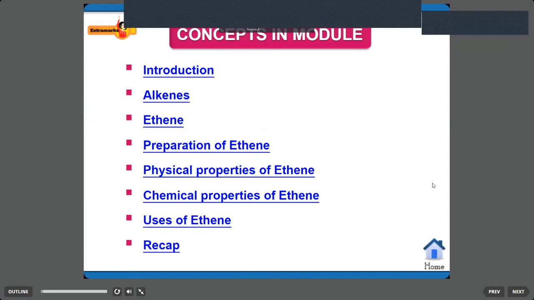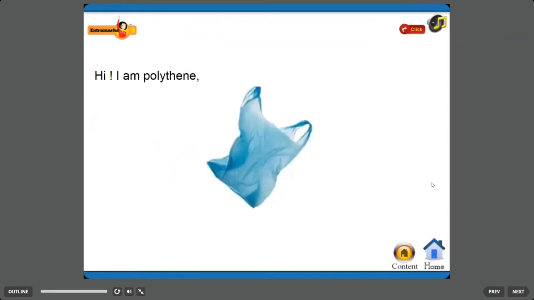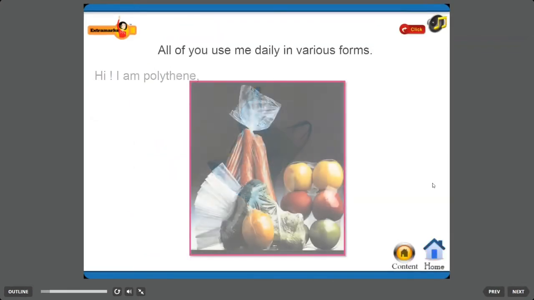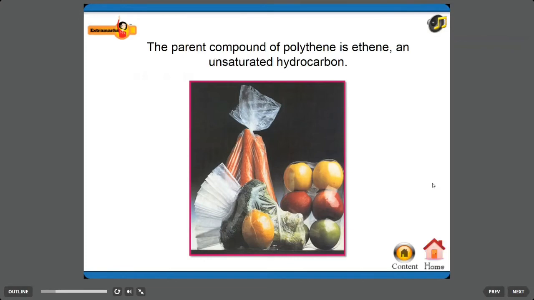In this module, we will first study about the alkenes. Then, we will learn about ethene, its preparation, physical properties, chemical properties, and uses. Hi, I am polythene. All of you use me daily in various forms. Do you know my parent compound? The parent compound of polythene is ethene, which is an unsaturated hydrocarbon.